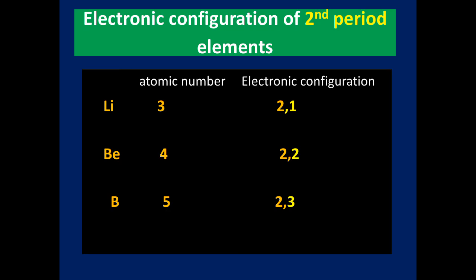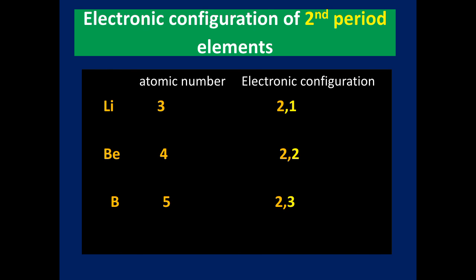Here, when we write the electronic configuration or electron distribution of these elements, we can see that these all belong to the second period and all of them show 2 shells. When we distribute the electrons, we get only 2 shells in all these elements.